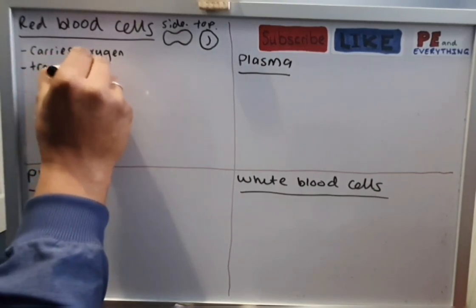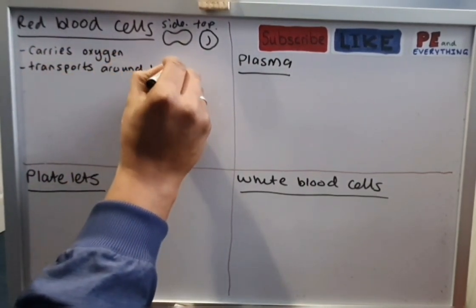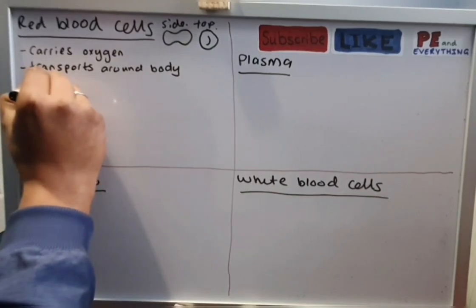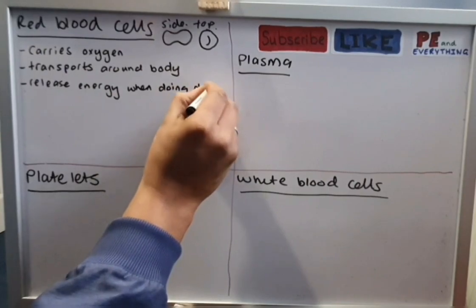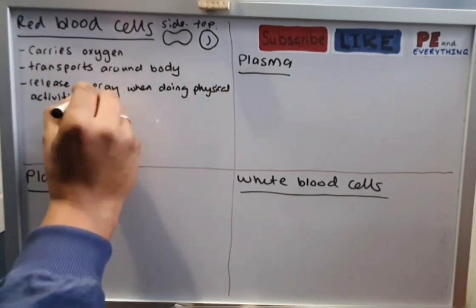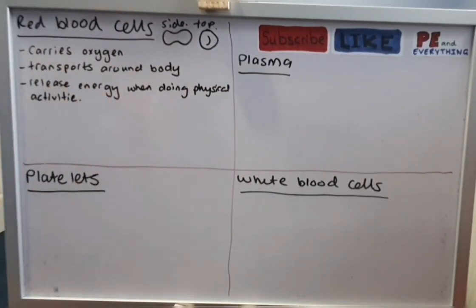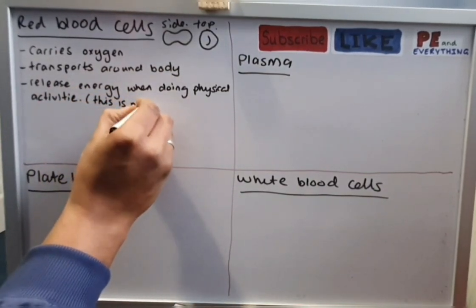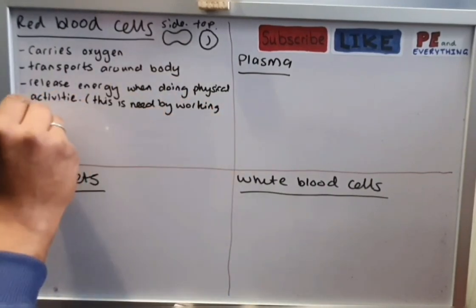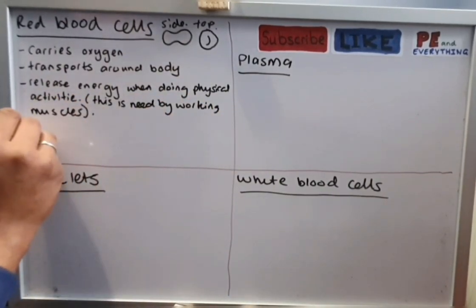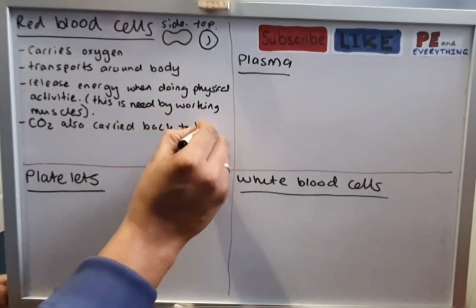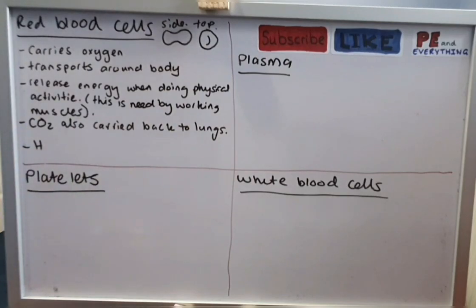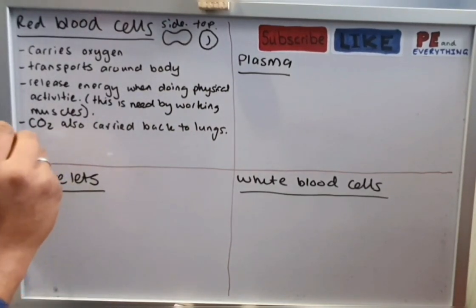So we should already know that red blood cells carry oxygen, and then this is transported around the body. Okay? So when you're exercising, they release energy. Okay? And this is sent to the working muscle. Obviously, once it's got oxygen, it provides the energy. It then also removes the carbon dioxide and sends that to the lungs.